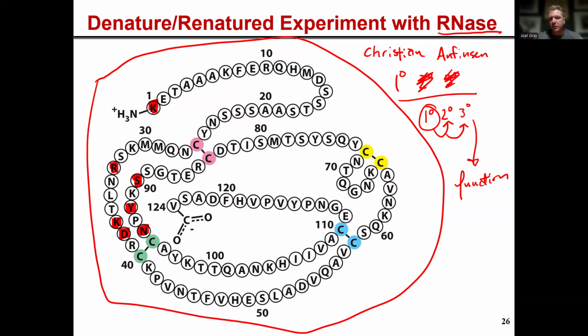That's what I think is so fantastic about this, because it basically said that the tertiary structure is coded in the primary structure. That's pretty good. Tertiary structure is coded in the primary structure. There we go, right there. Signed, sealed, delivered, right there.